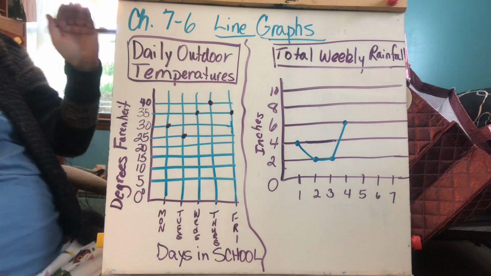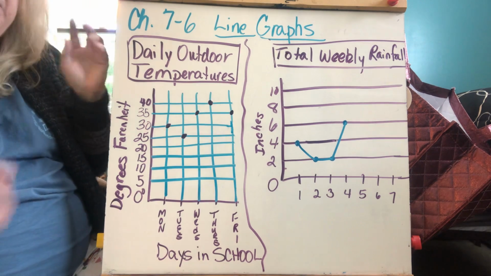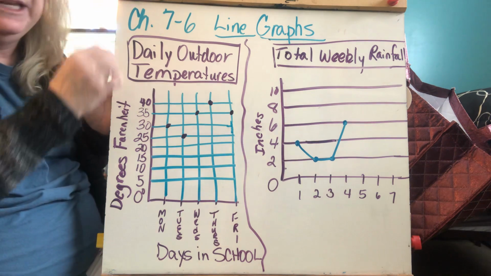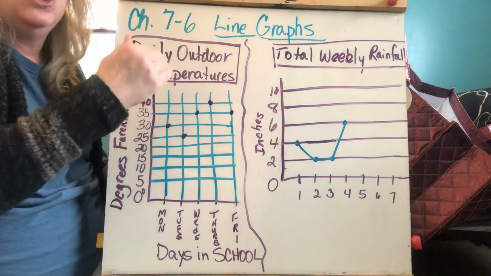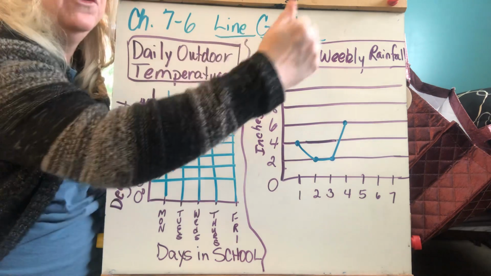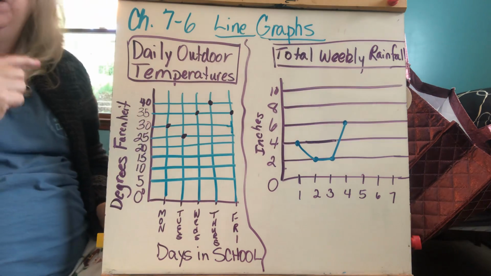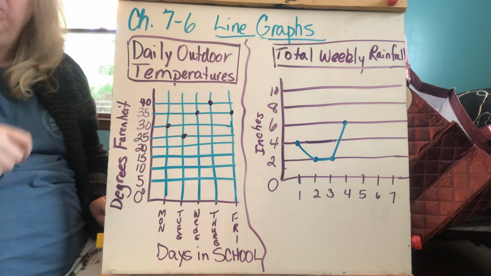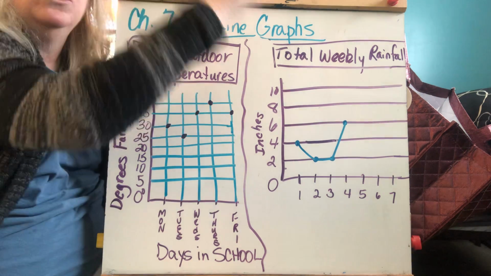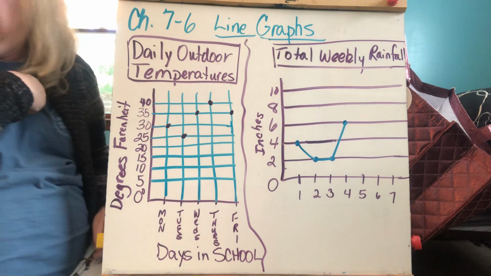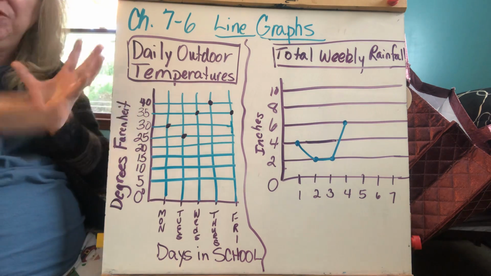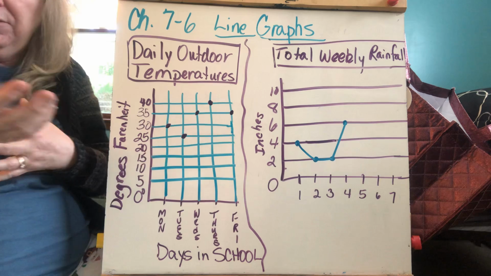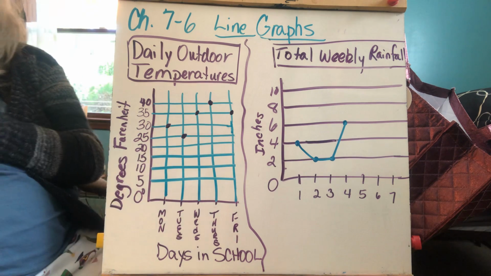So now that we know the definition of a line graph, that it's a graph that shows data using lines, and it shows how the data changes over time. So when we want to see a change over time, we're going to use this kind of graph. When we want to show what part of the whole set, we would use a circle graph. So sometimes certain graphs are more useful than others for a particular topic.